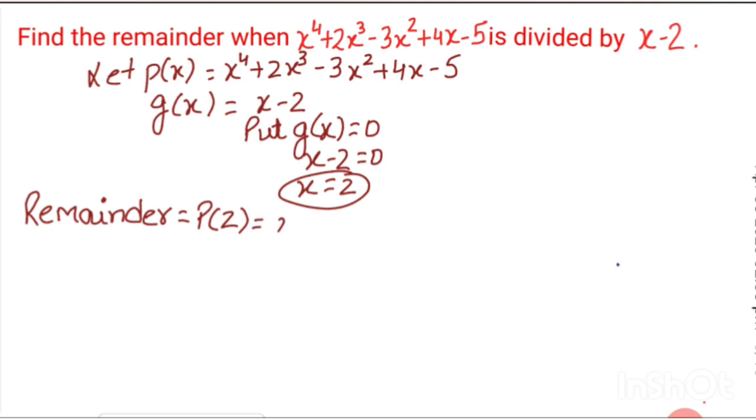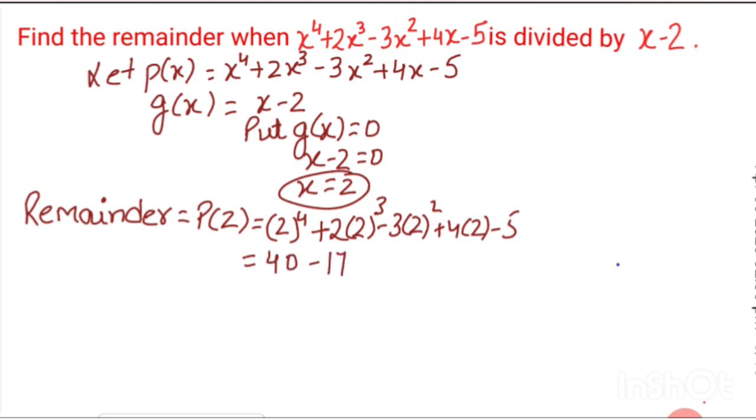Okay, so 2 raised to power 4, replacing x with 2, plus 2 multiplied by 2 cube minus 3 times 2 square plus 4 into 2 minus 5. On solving this, 40 minus 17 equals 23, which is the remainder in this case. Now you can also cross check it by actual division. Okay, what is the actual division?